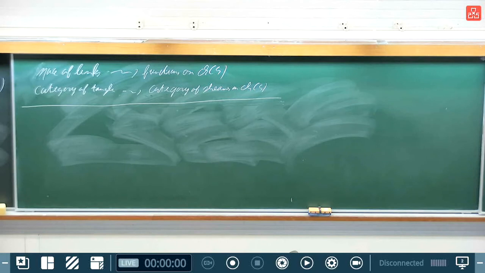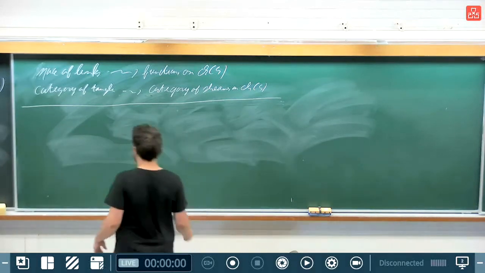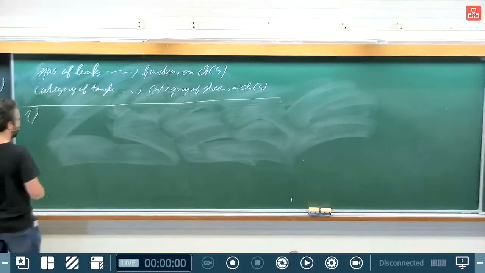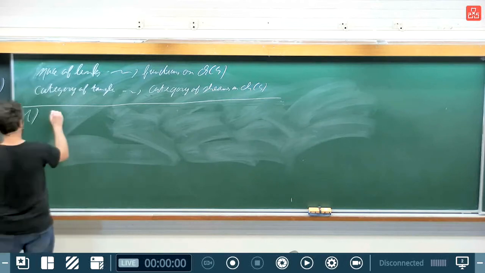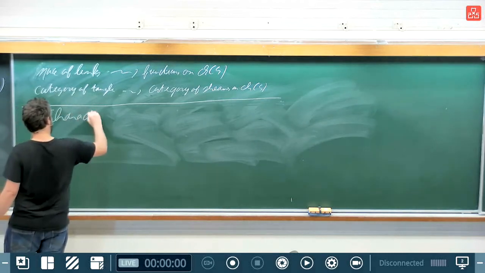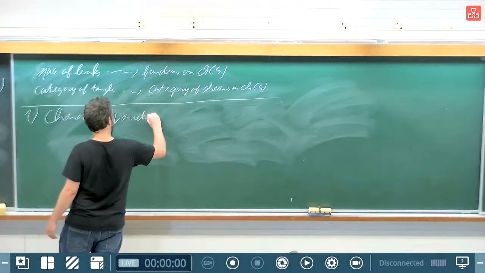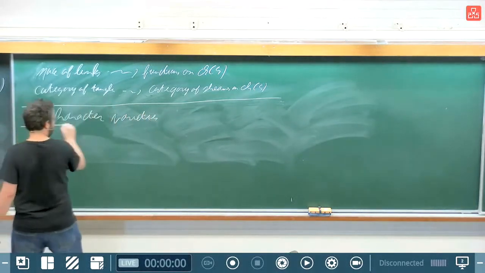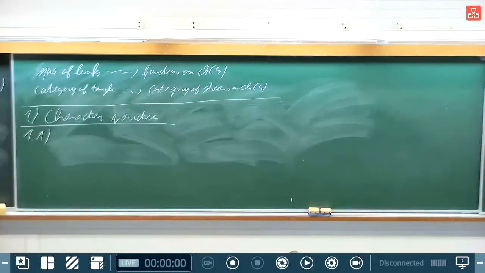Okay, so let me start with the first part, which will actually be fairly long, I think. So maybe at least two lectures, we'll see. It is about the various definitions of these character varieties. I will start with the general definition, and then I will tell you how to give a combinatorial description from this topological description.